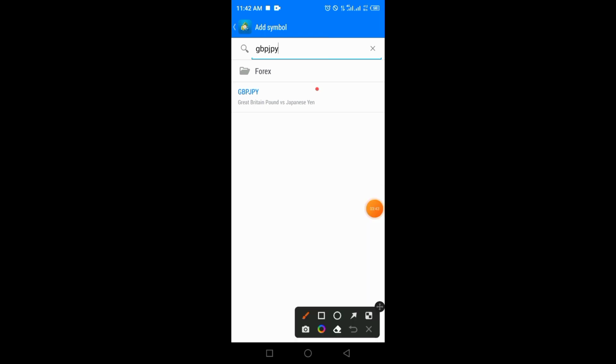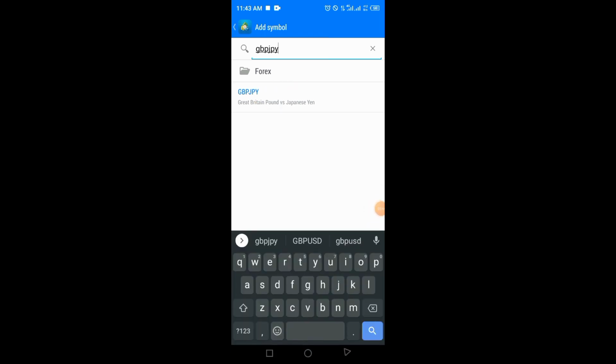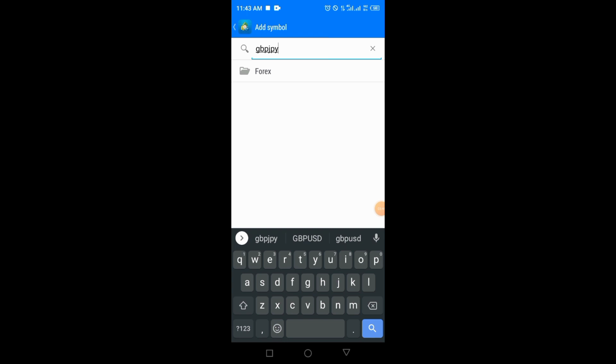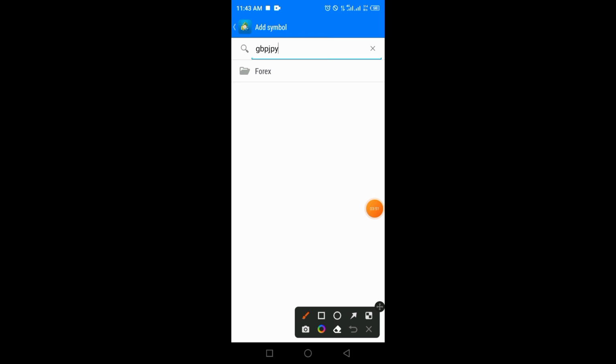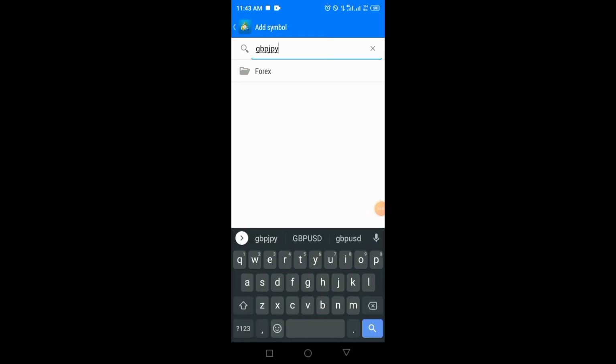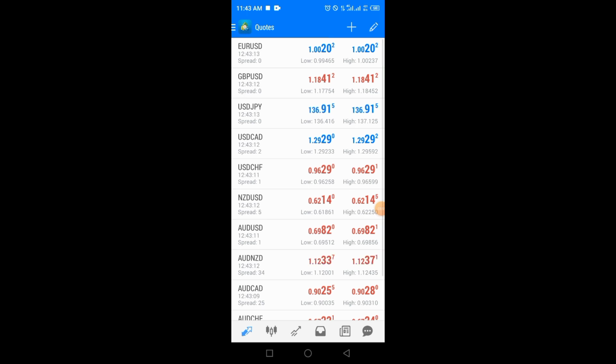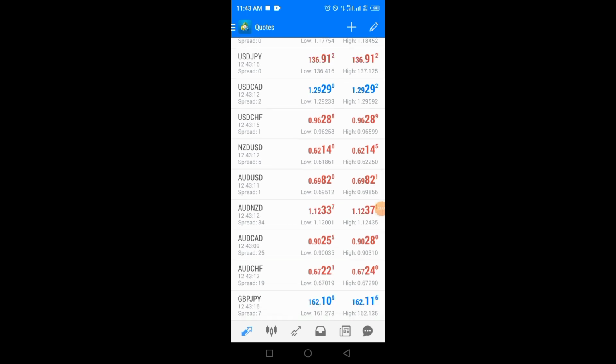So all I need to do right now is to tap on it. Once I tap on it, it will disappear. Then I will go back. Going back, I will tap on this arrow like this. Once I tap on that arrow, it will take me back to the quote feature. So you can see that GBP JPY, that was not on the list previously, has appeared because I just added the currency pair.